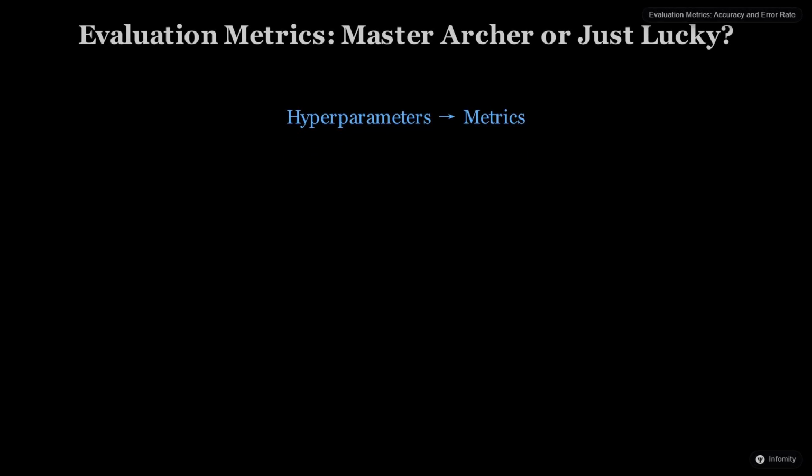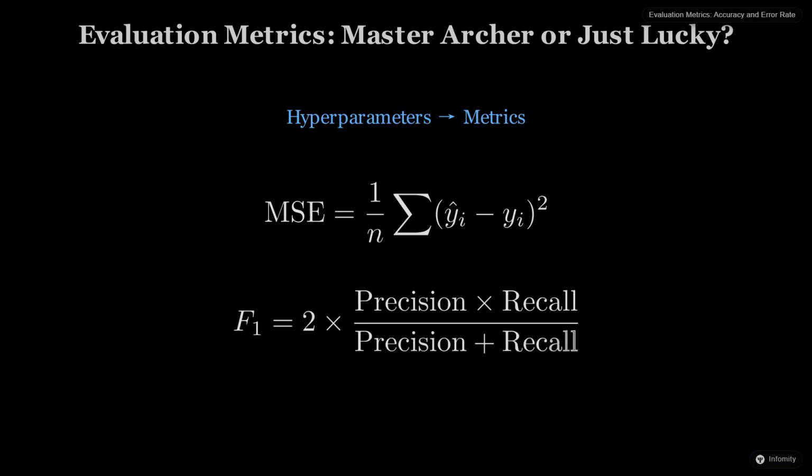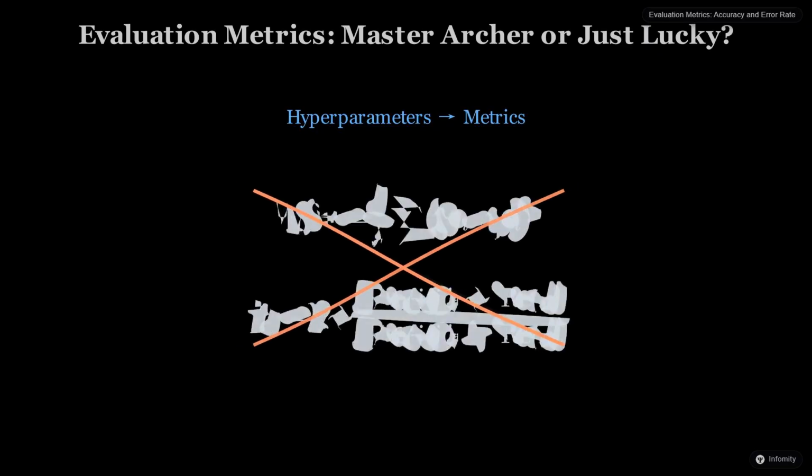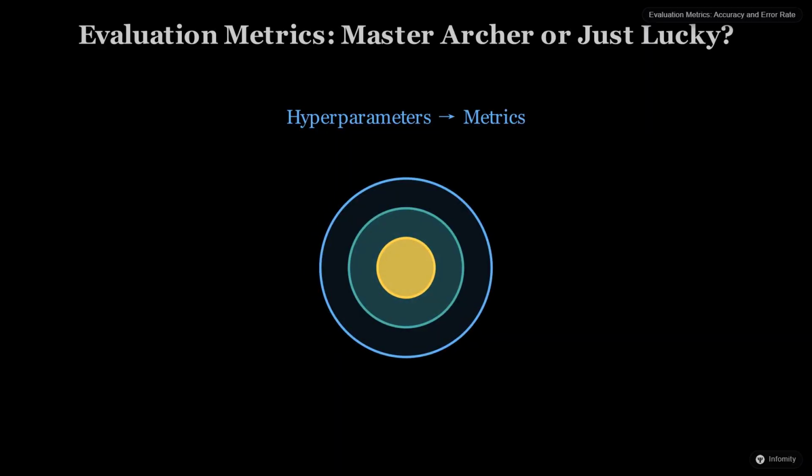Building on our previous talk about hyperparameters, we now need to know if those settings actually worked. Most videos on evaluation metrics jump straight into confusing formulas. In this video, we want to show something different: the physical intuition of the target scorecard that determines if your model is a master archer or just lucky.